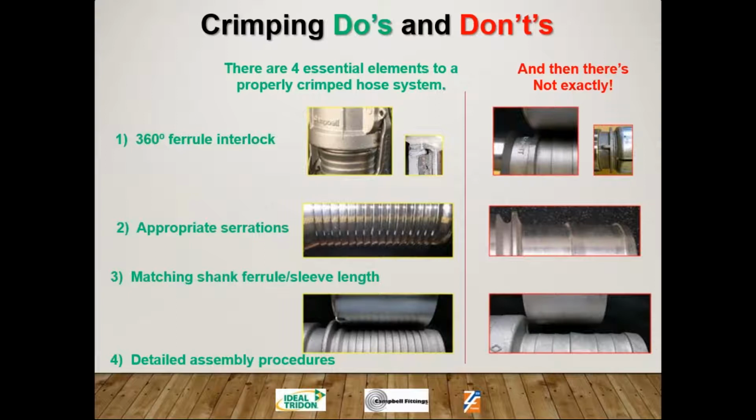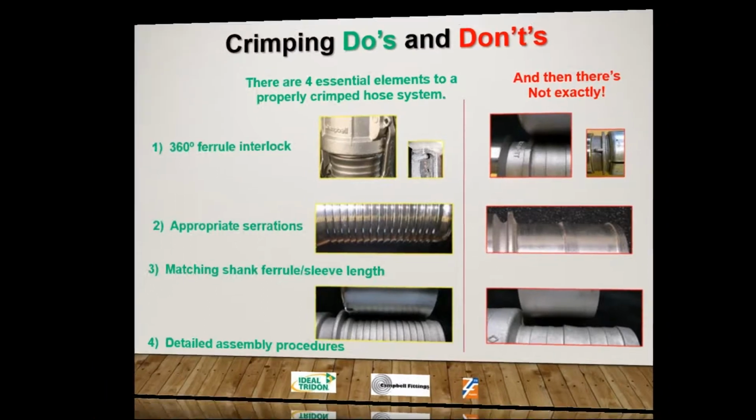Where that picture on the bottom right, there's a lot of space missing where you're going to have some premature hose wear, and this is going to damage your hose and create a leak path much sooner than would typically happen. Detailed assembly procedures. All of our Campbell Fittings distributors will have on-site crimp trainings, so everyone that's putting these hoses together will learn the proper procedure.